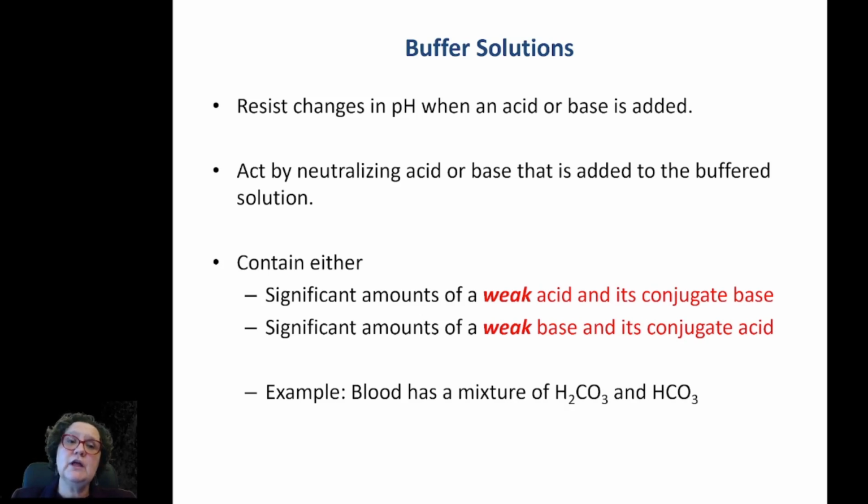So it's a solution that resists changes in pH. If you added a strong acid or a strong base in water, it would change the pH very dramatically. When you add it to a buffer solution, the pH change is smaller because you have a weak acid and its conjugate base, or a weak base and its conjugate acid, which is reacting with the acid or base you're adding and buffers the change in pH. It's not as dramatic as if you're adding these same compounds to water.